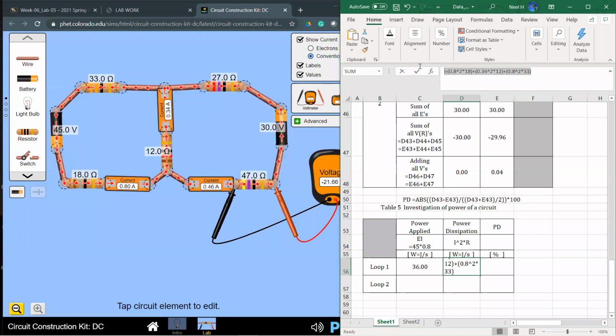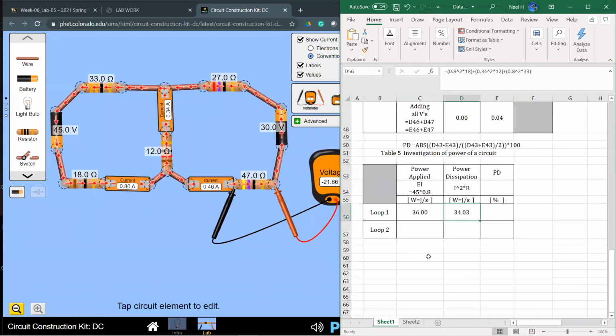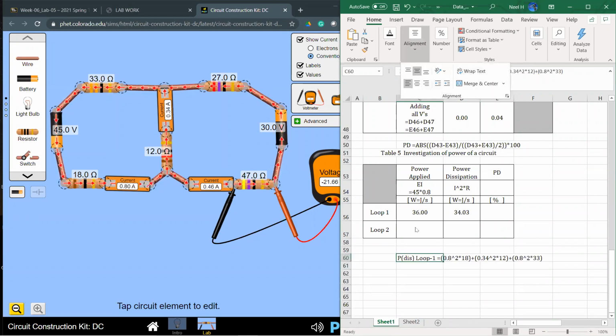Let me copy paste that function also into, since that is a longer function, I'm going to leave it here, okay? Just under the table. This is the power dissipation for loop 1. Okay. Question.